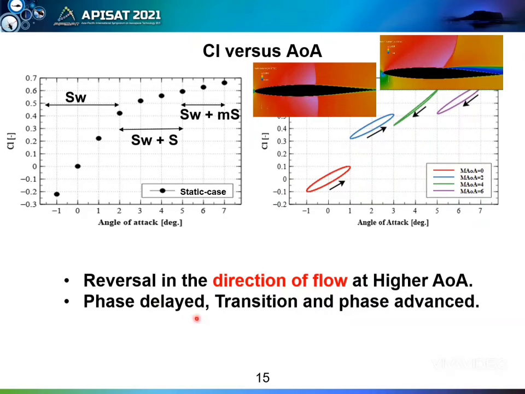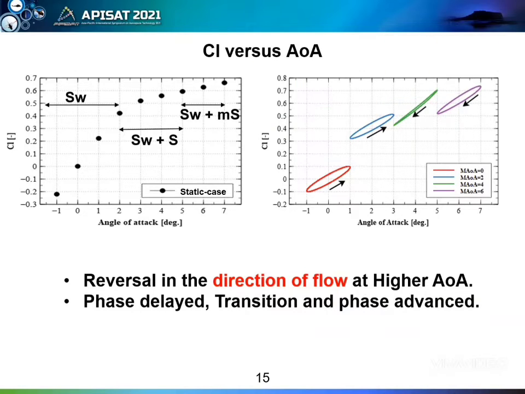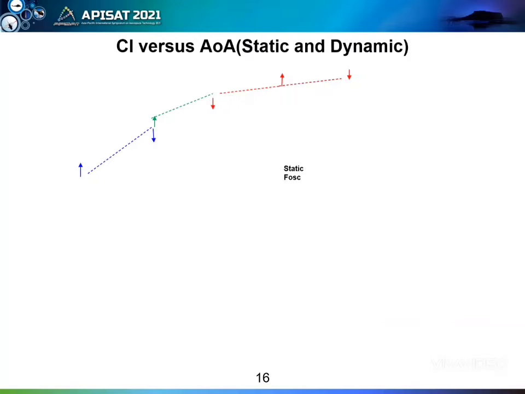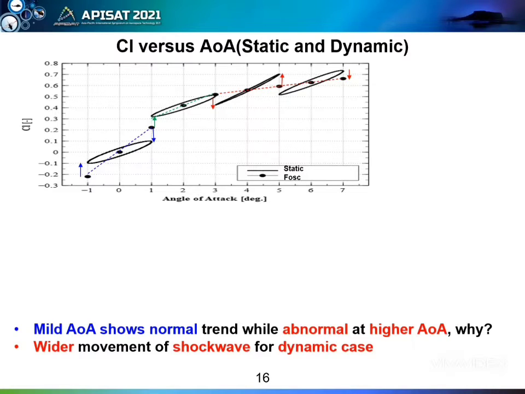So typically at this stage, we can say the lower angle of attack, which shows a normal trend, can be regarded as a typical phase delay, while 2 can be seen as a transition phase to phase advance. Now we go further to plot static and dynamic case together and try to find the phase difference between the two cases. I would like us to see what we have here and compare with what we have here, and so on like this.